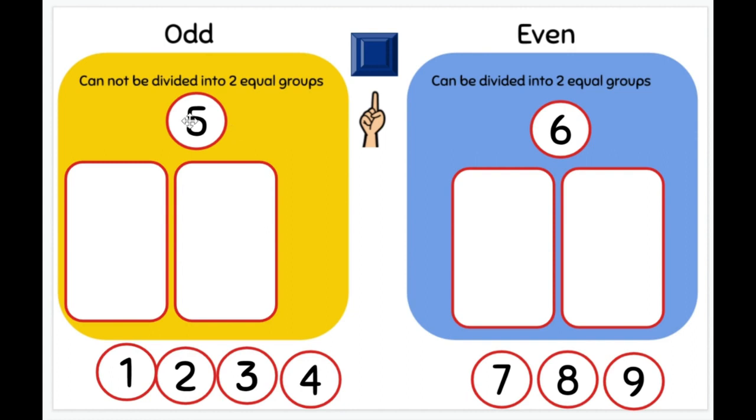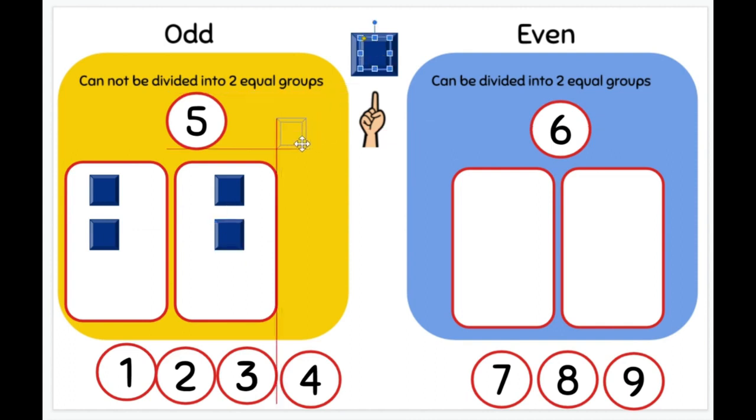Let's do number 5, which is an odd number. So I'm going to share it between these two equal baskets. So we'll go 1, 2, 3, 4. Now I have one more to go, but I can't put it in this basket because that would mean that they're uneven. This one only has 2 and then this one would have 3. So 5 has 1 left out if I'm dividing it into two equal groups.